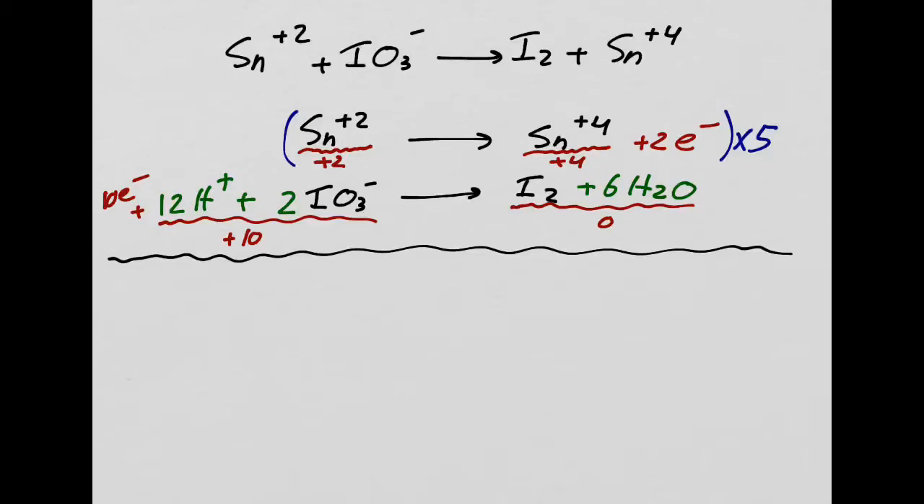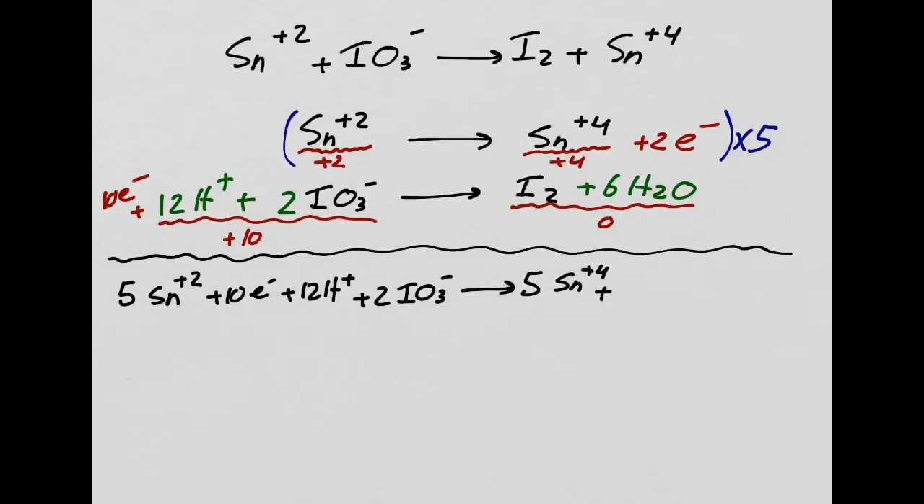So what do we get? We get 5Sn2+, and I'm going to come down here, 10 electrons. I'm going to add all the reactants together, 12H+, and then 2 iodate. I'm going to go to the product side. I have to multiply this out. So I would have 5Sn4+, 10 electrons. I'm going to come down there. I have I2 and 6H2O. Is there anything I can cancel out? Yes. The electrons match up and I can cancel them out. There's really nothing else. So life is good.